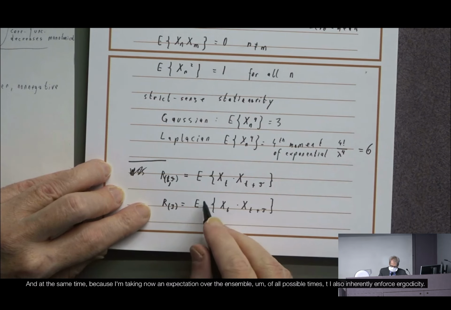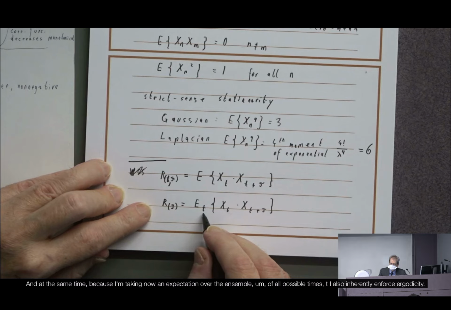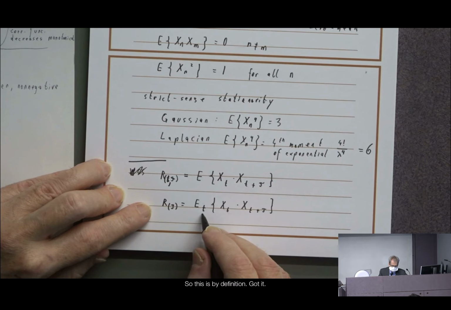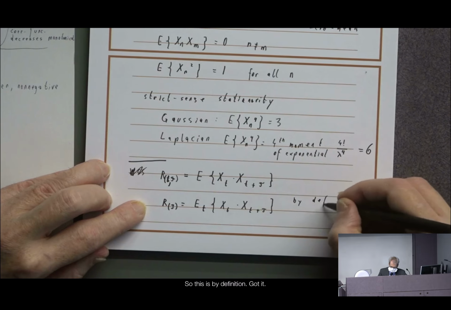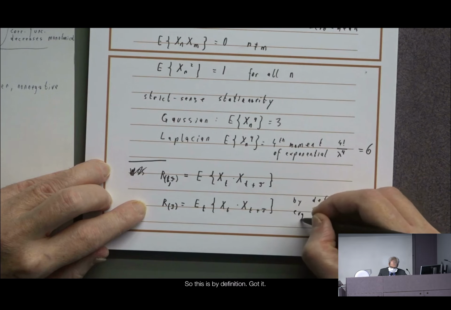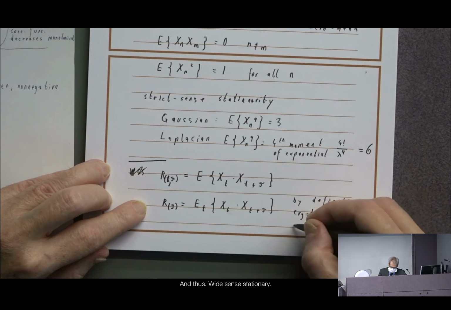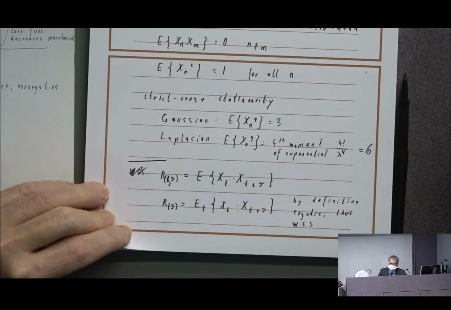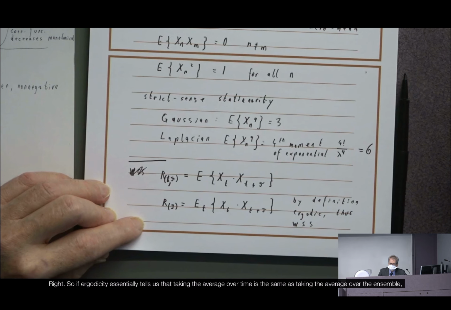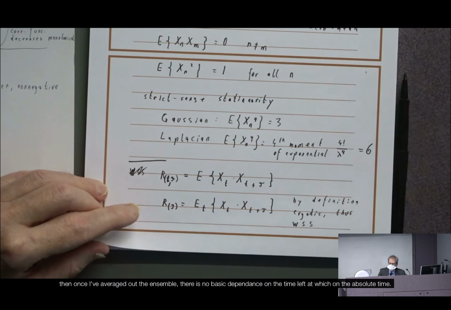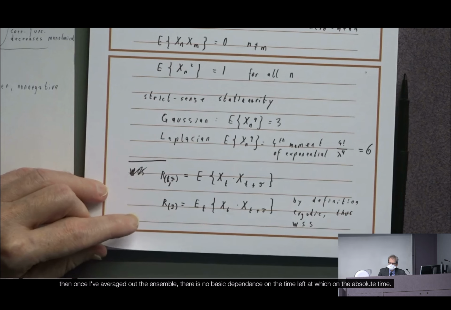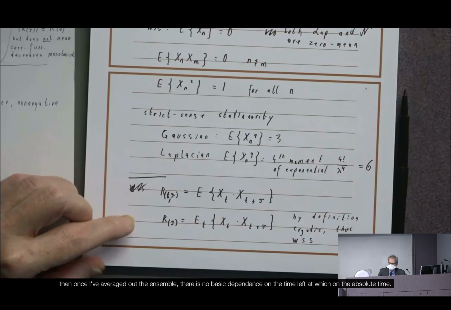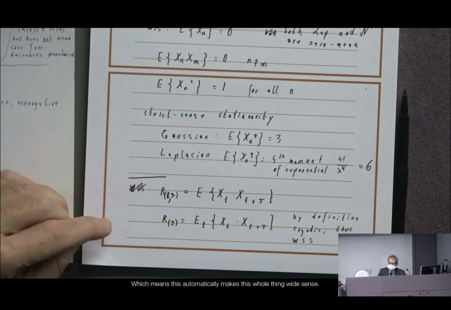At the same time, because I'm taking an expectation over the ensemble of all possible times t, I also inherently enforce ergodicity. So this is, by definition, ergodic, and thus wide-sense stationary. If ergodicity essentially tells us that taking the average over time is the same as taking the average over the ensemble, then once I've averaged out the ensemble, there is no dependence on the absolute time left, which means this automatically makes this whole thing wide-sense stationary.